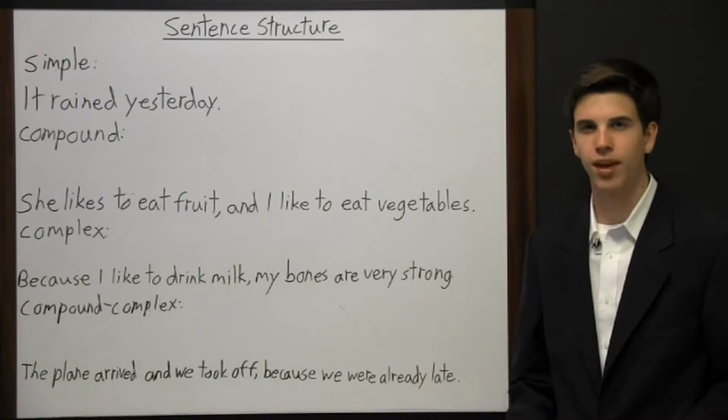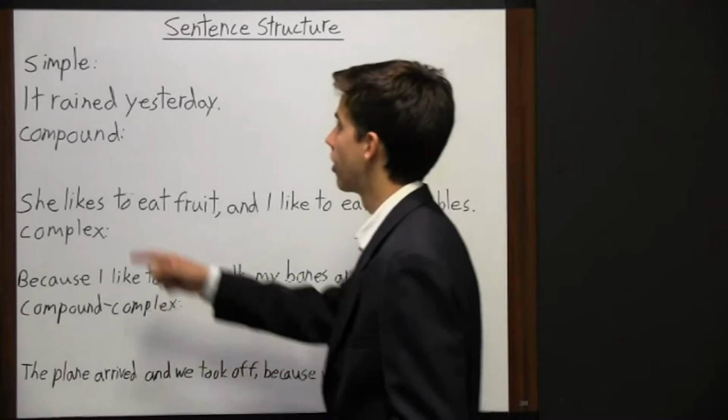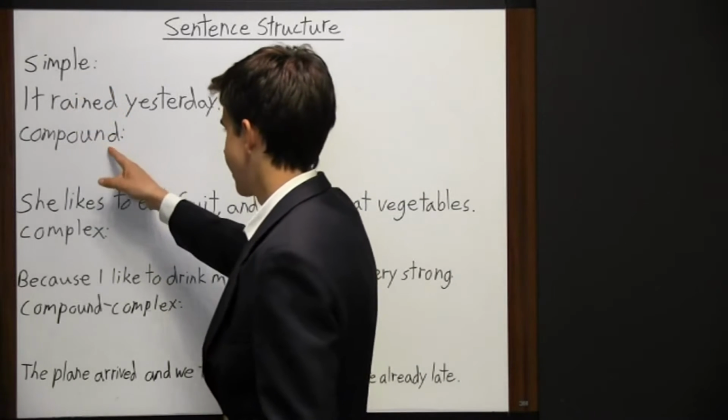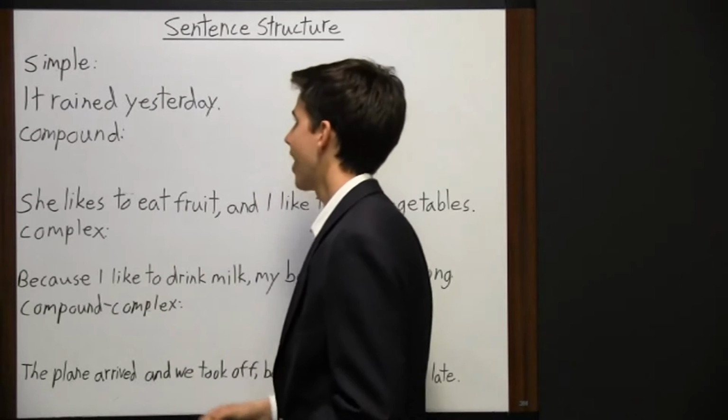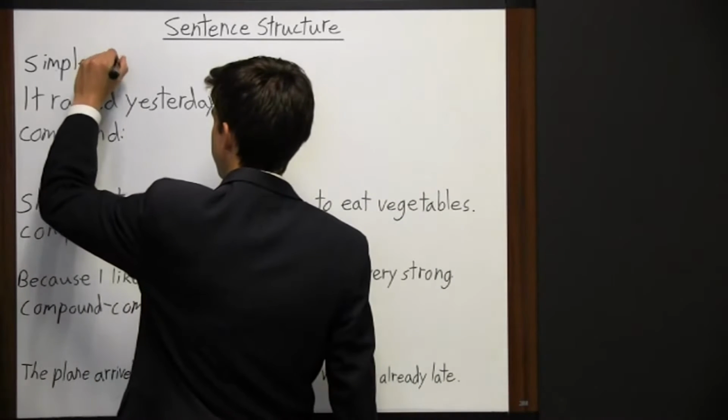A sentence can be identified according to its structure. So the four different types of structures are simple sentence, compound sentence, complex sentence, and compound complex sentence. So a simple sentence is made up of just an independent clause.